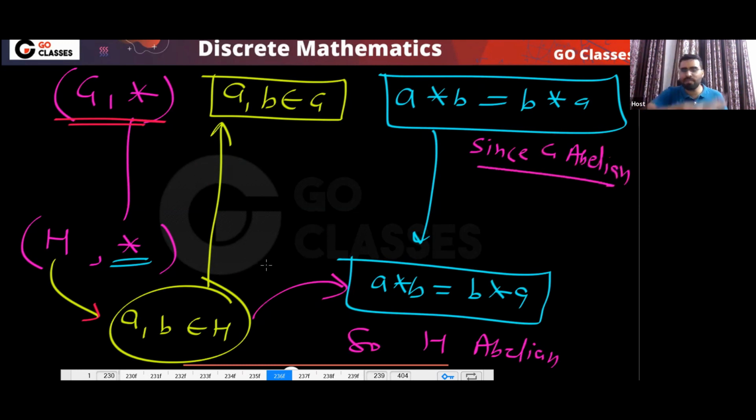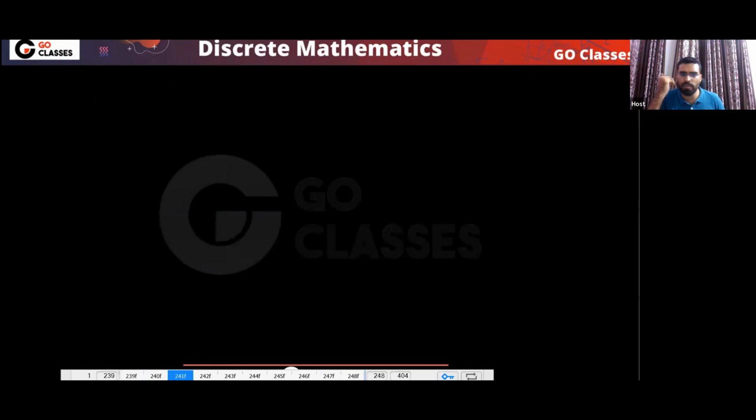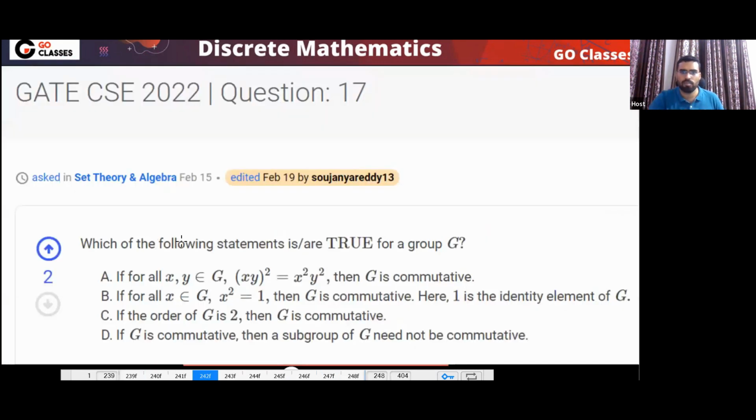Tell me, is this diagram clear? If you take any two elements here, those elements are here also, because H is a subset of G. And G is abelian, so in G this will happen, and the operation is the same. So for those two elements also, this will happen. So this is correct. Every subgroup of an abelian group is an abelian group.